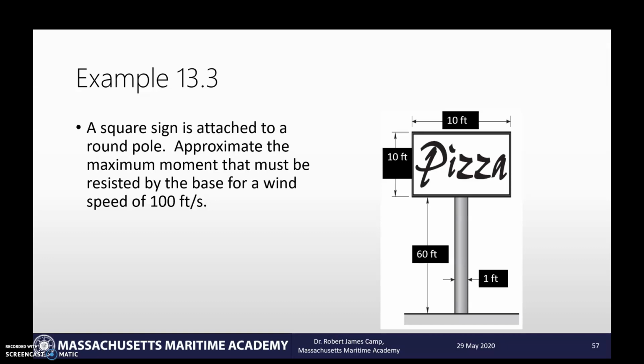A square sign is attached to a round pole. Approximate the maximum moment that must be resisted by the base for a wind speed of 100 feet per second. So let's take a look at this.